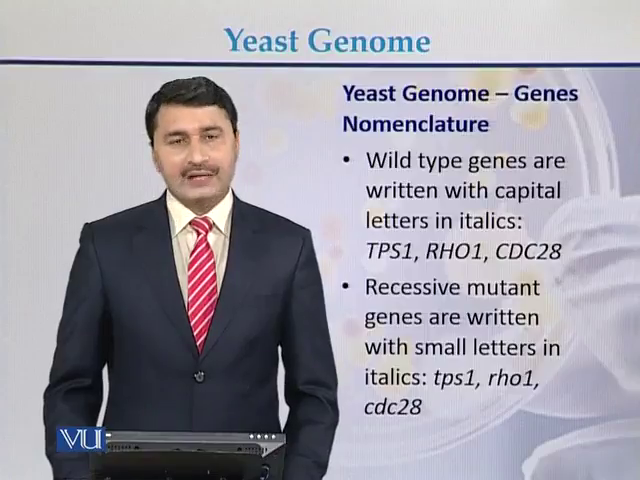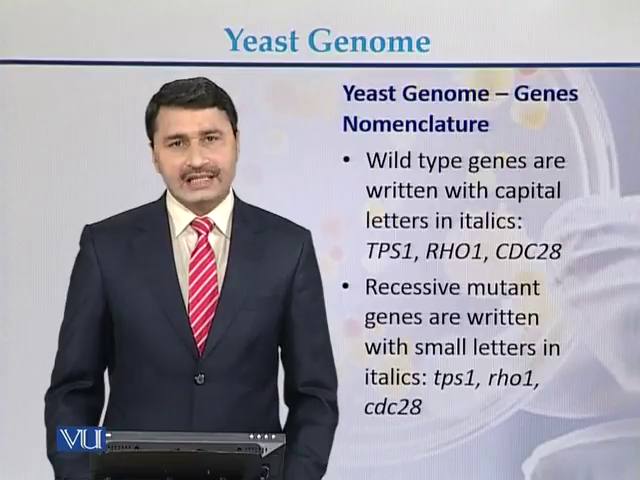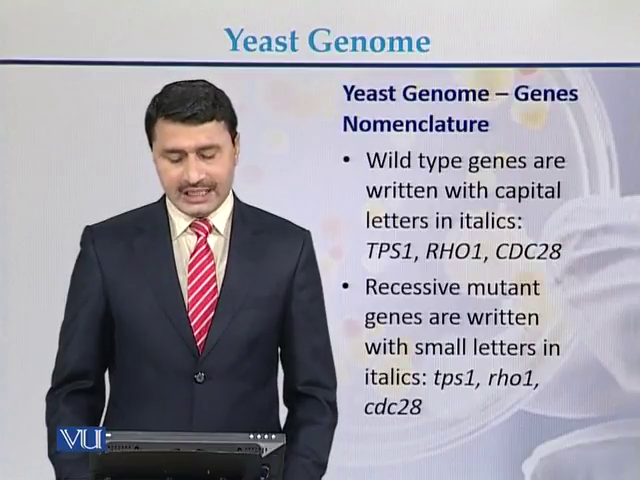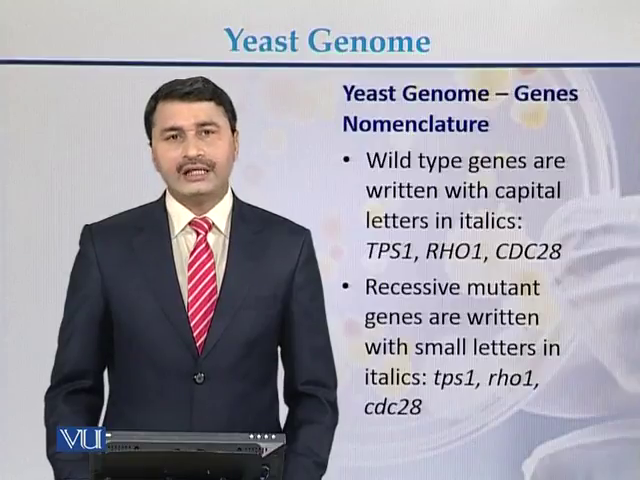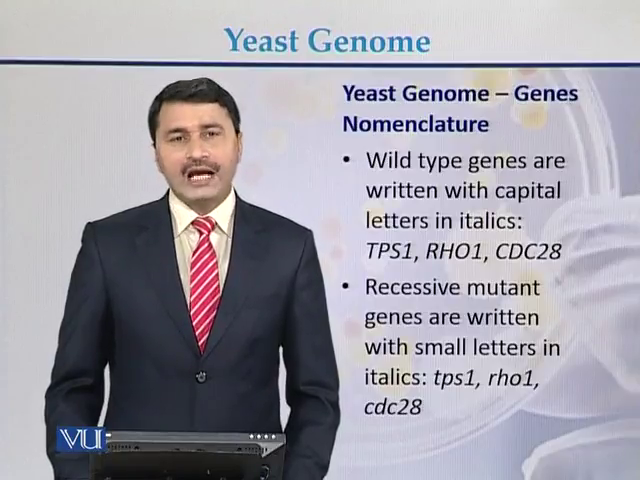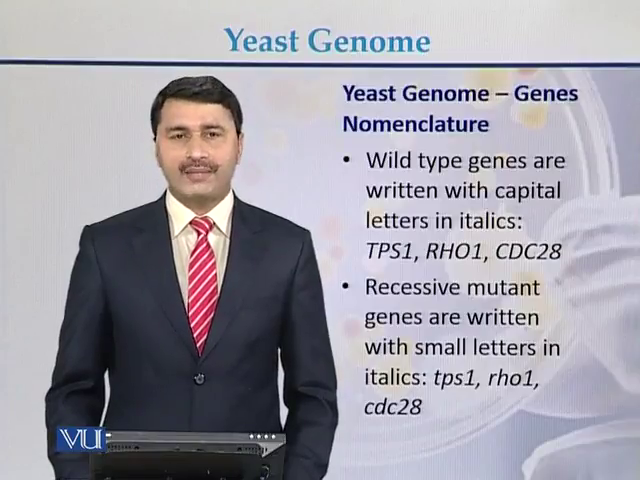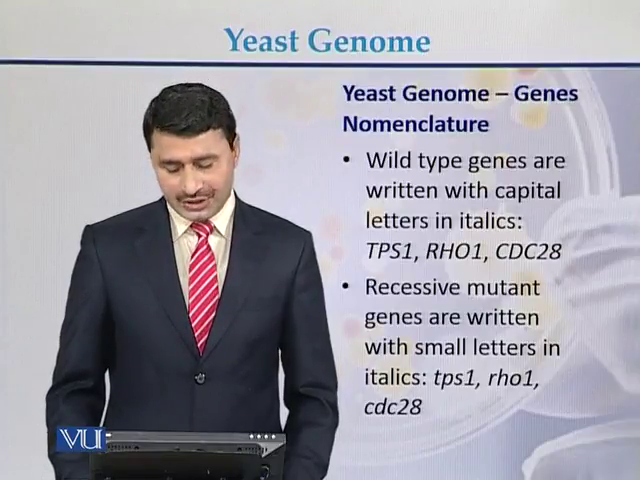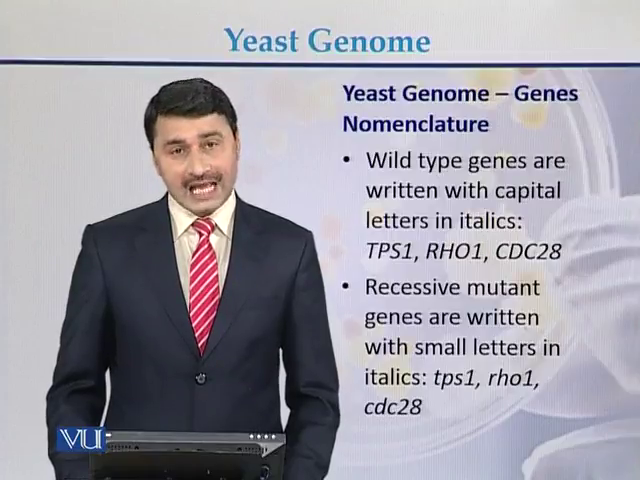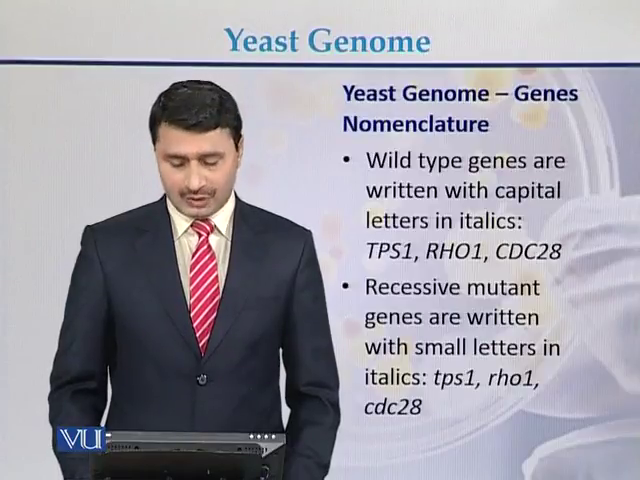Wild type genes present on the genome of the yeast are usually written in italics and in capitals. Here we can see that TPS1 is written in capitals as well as in italics. So these genes are wild type. While recessive mutant genes are also written in italics, but in small letters. The example is small tps1. So this is a recessive mutant gene of the yeast genome.